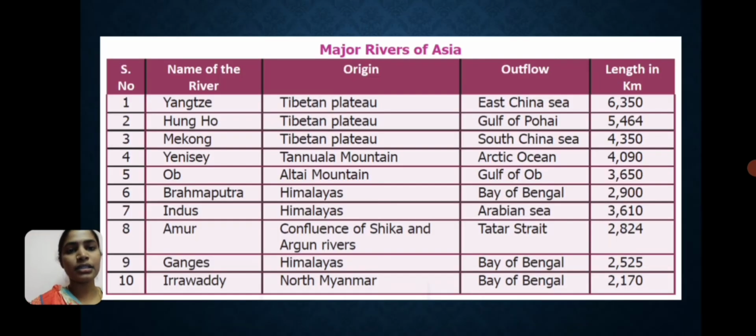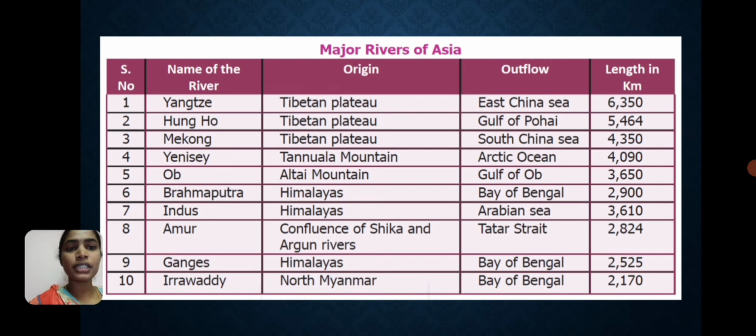Next are the major rivers of Asia. We are going to see the major rivers of Asia. The first one is the Yangtze River. It originates in the Tibetan Plateau and flows out to the East China Sea. The length of the river is 6,350 kilometers. Okay students, and the second is the Huang He.